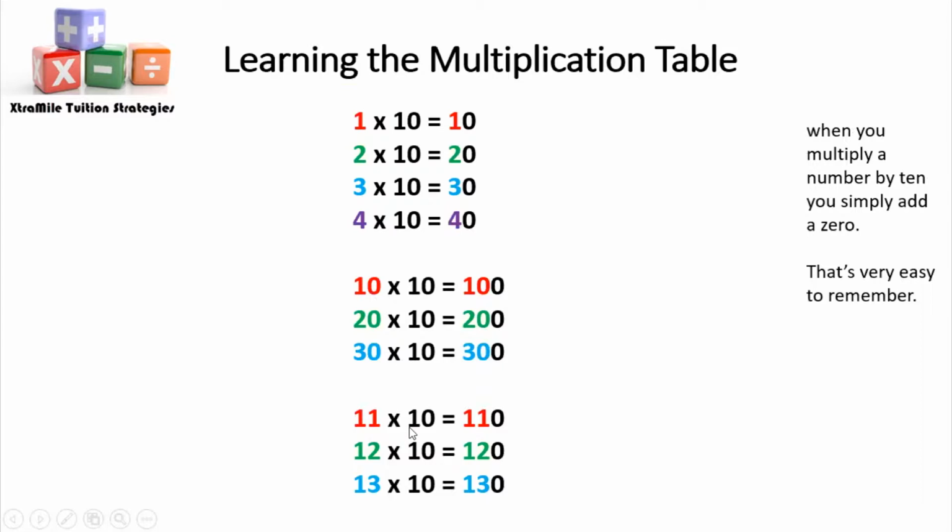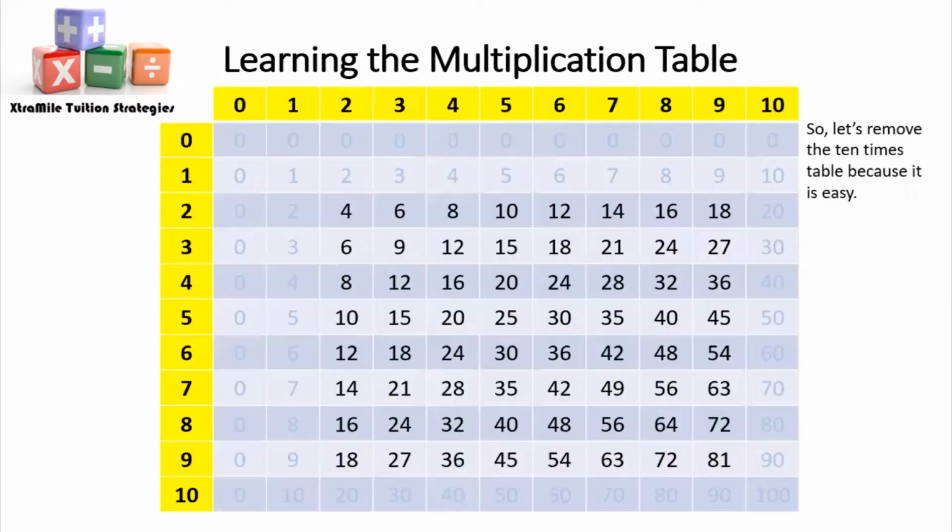11 times 10 is 11 with a 0, 110. 12 times 10 is 12 with a 0, 120. 13 times 10 is 130, which is 13 with a 0. So just apply that rule. When you multiply by 10, add a 0. So let's remove the 10 times table because it is easy to learn.